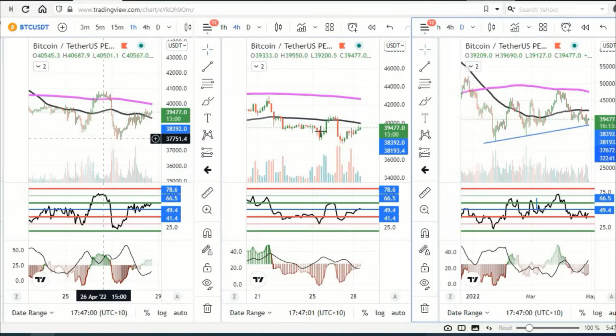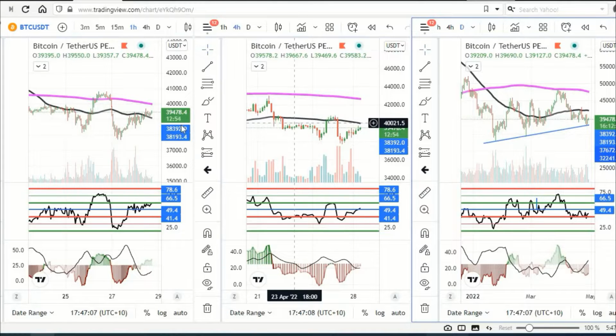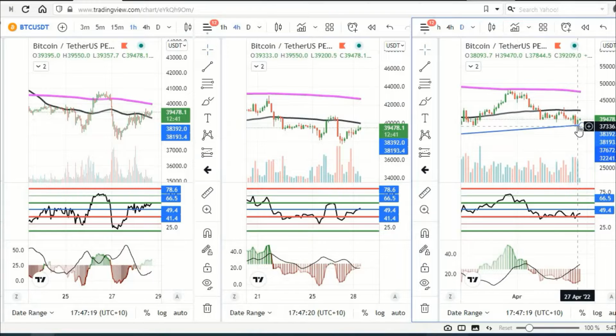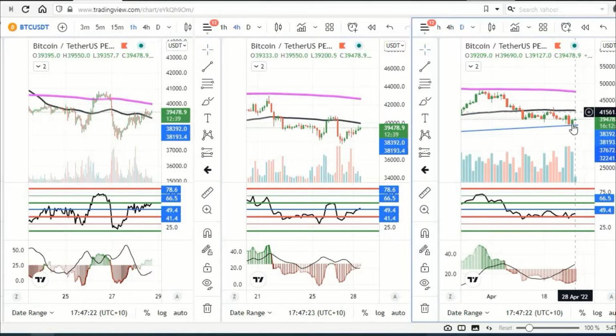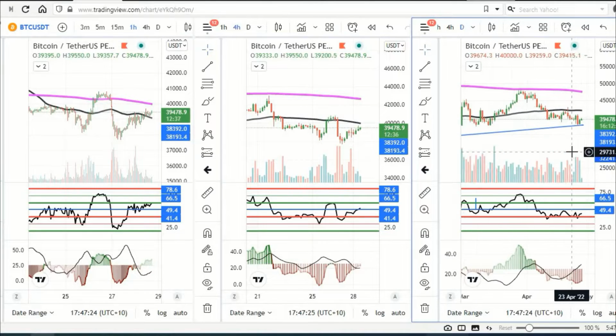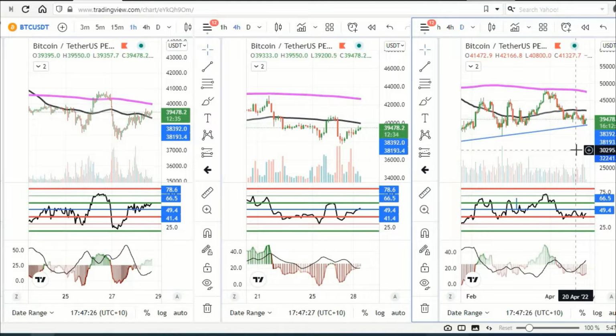The first is 1 hourly chart, second is 4 hourly and third is a daily chart. From 1 hourly and 4 hourly we can clearly see the 50 period moving average is trading below the 200 period moving average. And from the 1 day chart, it took up support from this particular support line, and it's now trying to consolidate a bit before making any further next move.